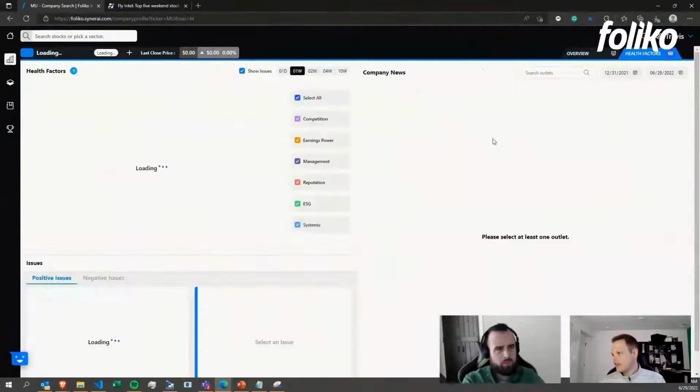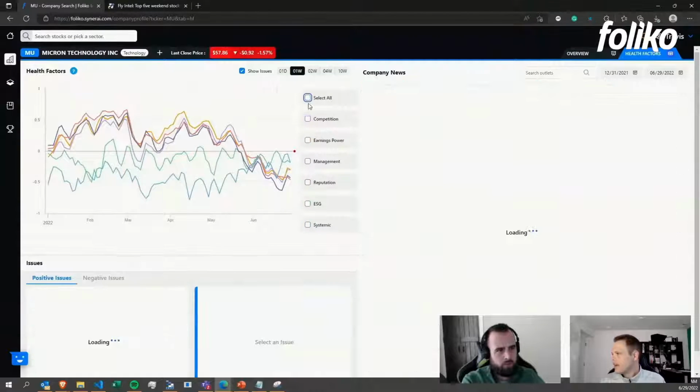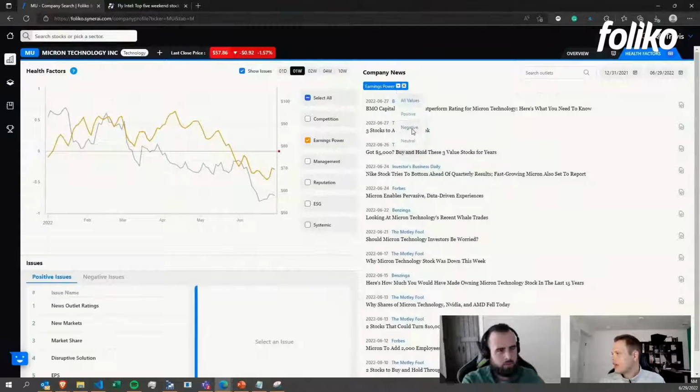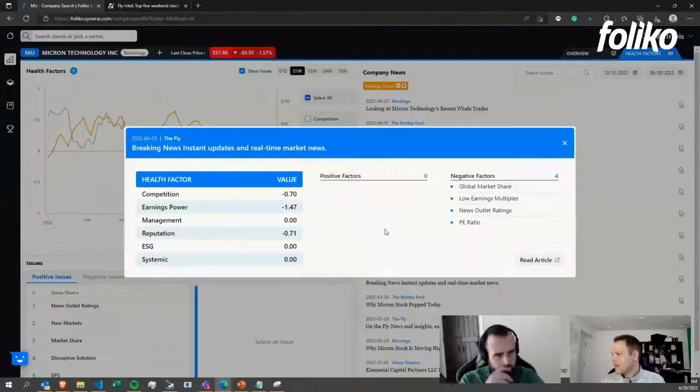So I come over here to the health factors tab, and I get a view for what these long-term health factors are. But if I come in specifically to earnings power and I want to take a look specifically at negative earnings power, I'm going to see that same The Fly article that I was just looking at now. And you can see here, obviously that's coming down to a negative earnings power contribution score, minus 1.47. So we're able to take each of these articles and come out with a weighted estimation of exactly what is going on in terms of how this company is being perceived or talked about by people.